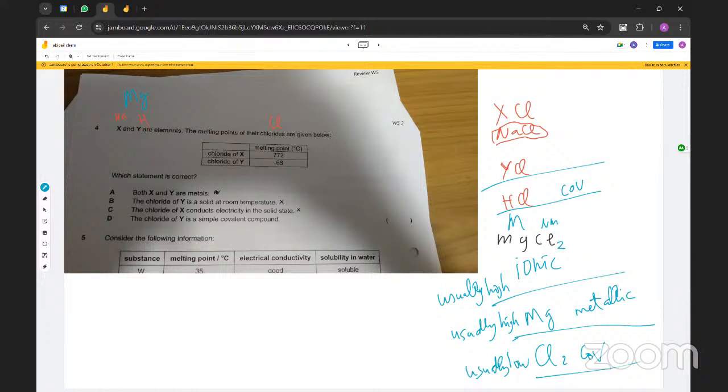Now, back to this question. The chloride of Y is solid. Of course, you're right. That's wrong. The chloride of X conducts electricity in the solid state. Of course, you're wrong. But do you know why? Because this is very likely ionic.